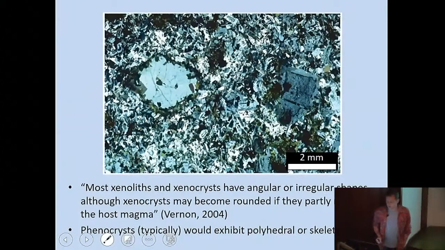This is what they look like in thin section. This is a cross-polarized photomicrograph of some kind of mafic rich granite, or granodiorite, or dioritic granodiorite, or whatever. And this here is a quartz xenocryst, which is in gross disequilibrium with this host matrix. You can see that the margin of this quartz xenocryst is quite irregular, quite resorbed looking. And along the margin, we have a rim of hornblende crystals, which are in equilibrium with this melt. Again, from Vernon's textbook on microstructures, most xenoliths and xenocrysts have angular or irregular shapes, although xenocrysts may be rounded if they partly melt or dissolve in the host magma. In contrast, phenocrysts would typically have polyhedral or skeletal habits.